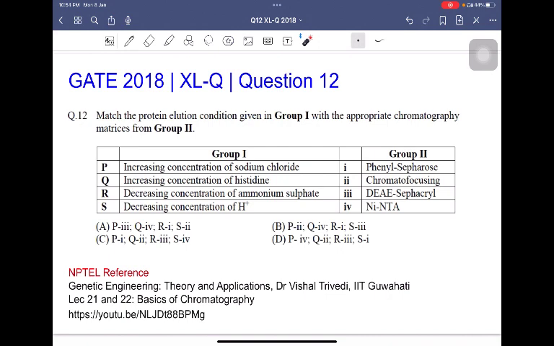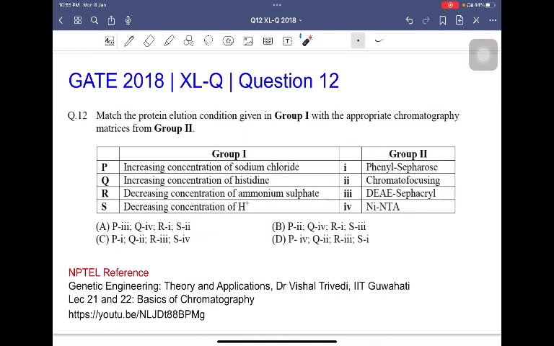The question 12 states: match the protein elution condition given in group 1 with the appropriate chromatography matrices from group 2. In group 1, there is P, increasing concentration of sodium chloride; Q, increasing concentration of histidine; R, decreasing concentration of ammonium sulfate; and S, decreasing concentration of H plus. In group 2, there is number 1, phenyl sepharose; number 2, chromatofocusing; number 3, DEAE Sephacryl; and number 4, nickel NTA. The question is to match group 1 with group 2.